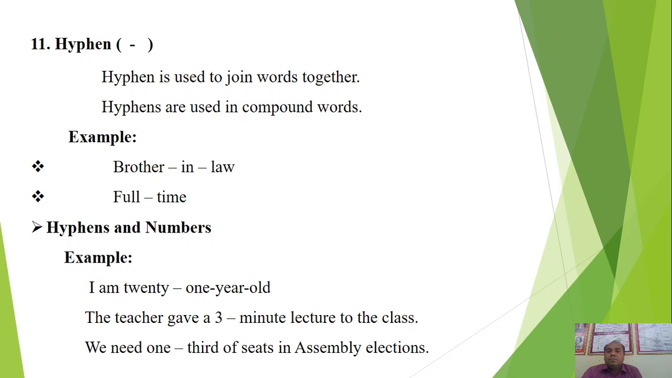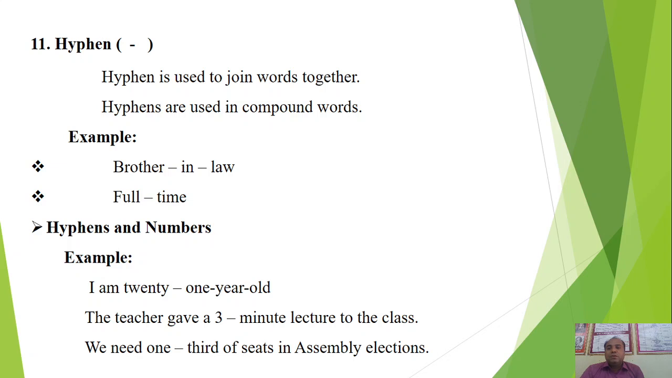Hyphen. A hyphen is shown with a small dash. A hyphen is used to join words together. It is also used in compound words. So basically hyphens are used as shown here to join words together and also in compound words. Example: brother-in-law. Then full-time. These are the examples for the hyphen.